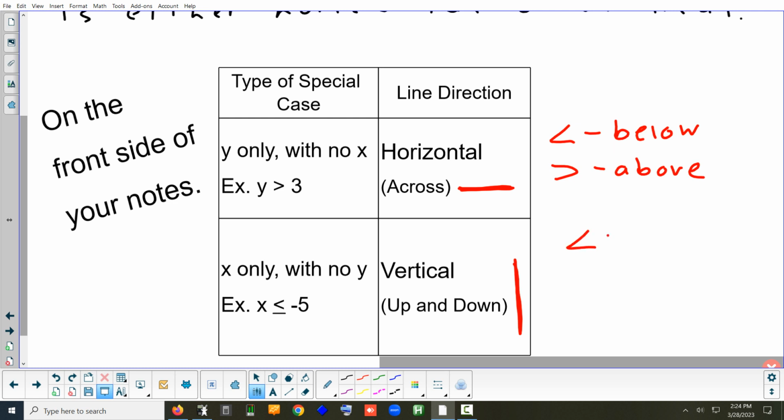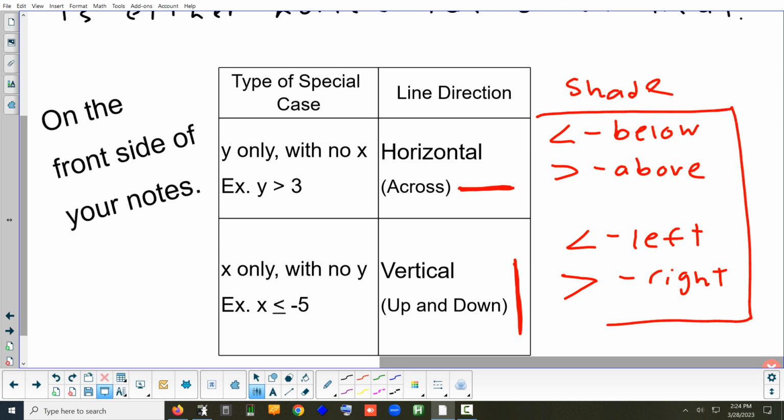So if you have a less than with a vertical line, you're going to shade the way that it's pointing. If it's a less than, you're going to shade to the left. If it's greater than, it's pointing to the right, so you're going to shade right. So I'm just going to add that on right there.